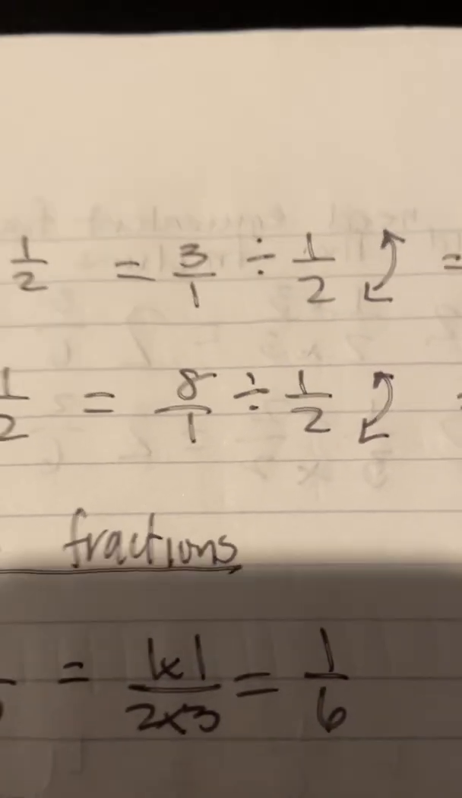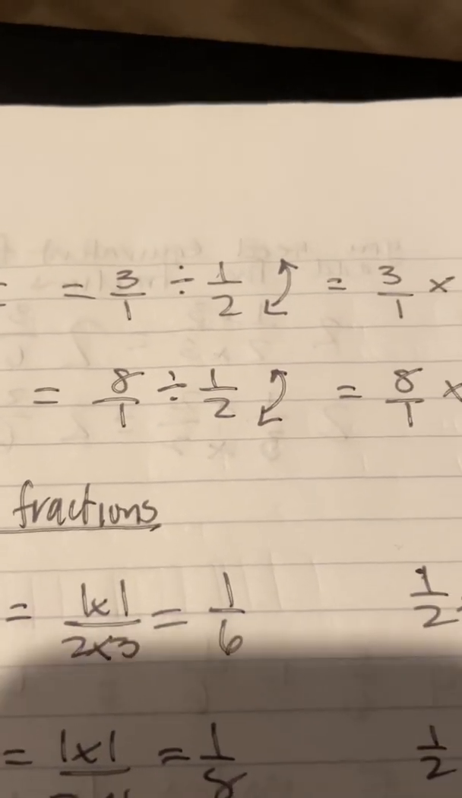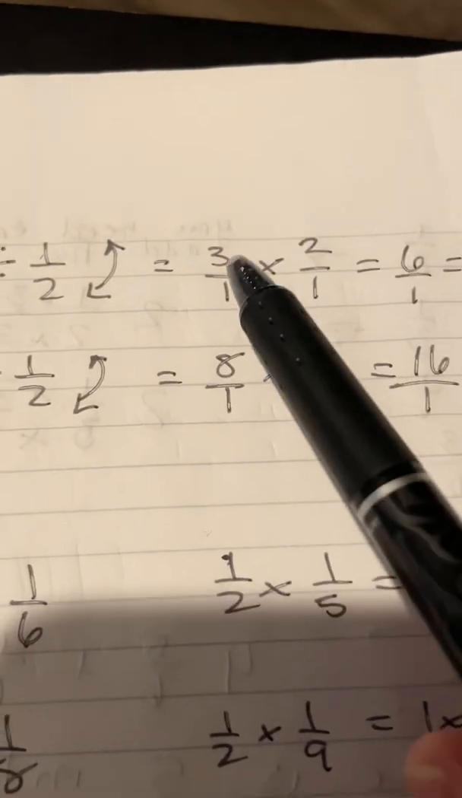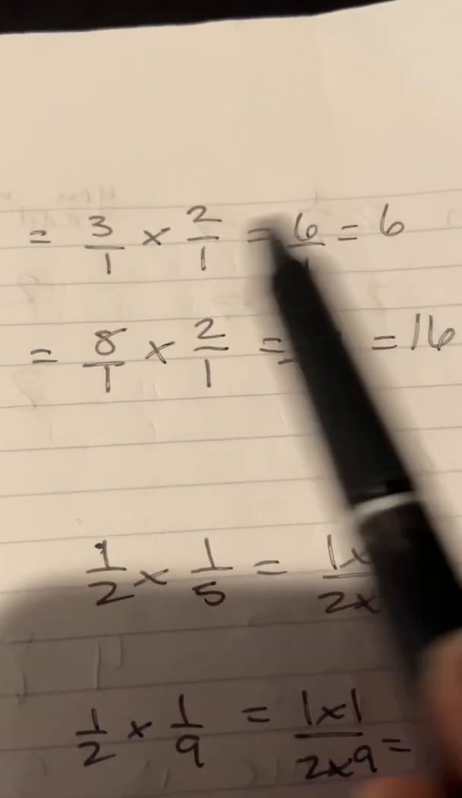3 divided by a half. 3/1 divided by a half. Again, switch division to multiplication, do the reciprocal. 3/1 times 2/1 equals 6/1. 3 times 2 is 6. 1 times 1 is 1. So it's 6.